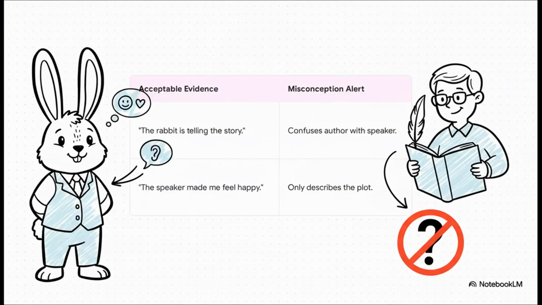This side-by-side comparison right here is a game changer for planning. On the left, you see what success looks like. A student says, "I think the rabbit is telling the story." But on the right, you see the #1 pitfall, confusing the author with the speaker. Knowing this ahead of time means we can plan for that specific misconception before it even happens.